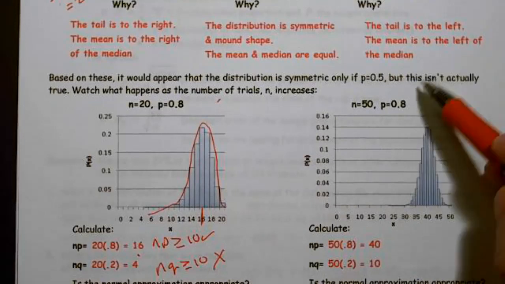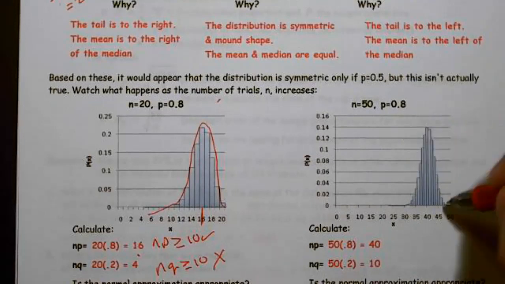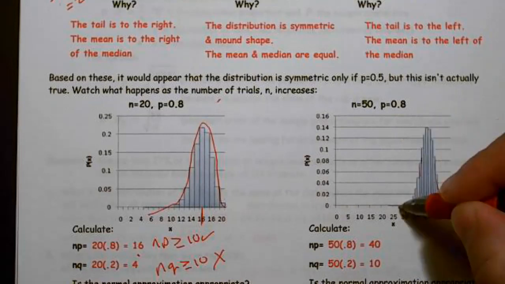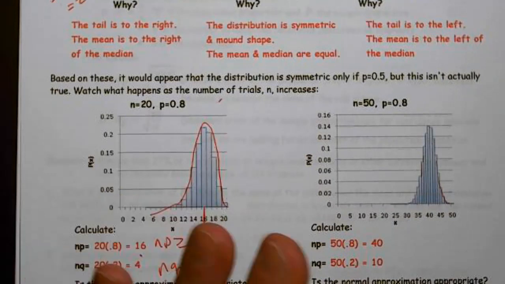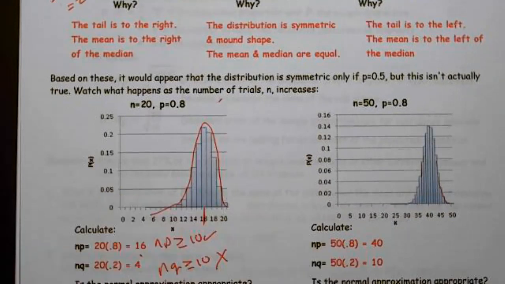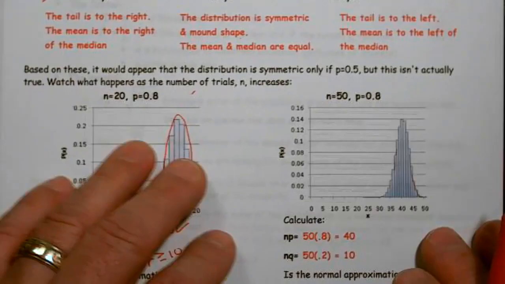But I go over to here, and now I've increased my sample size to 50. And I look at this, and I go, gosh, that's reasonably normal. All right? It's not perfect, and it never will be. It just starts to approximate. And that's why we call it the normal approximation. It's not exact, but it's close enough that we're okay with it.